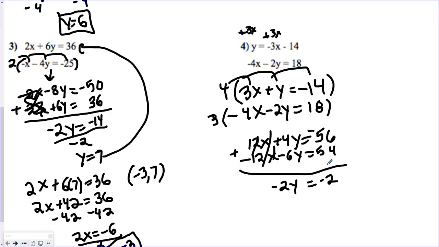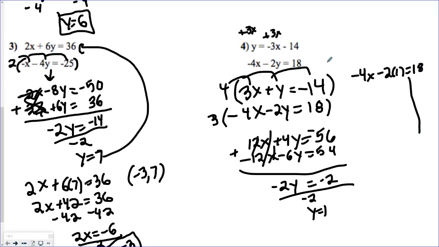So, and then you divide by negative 2, and you get y is equal to 1. Assuming I didn't make a mistake there, which I don't think I did. And then I'm going to plug that back into the bottom equation for me. So I'm going to take this equation, negative 4x minus 2. Whoops, I forgot to write the x there. Negative 4x minus 2 times 1 equals 18.